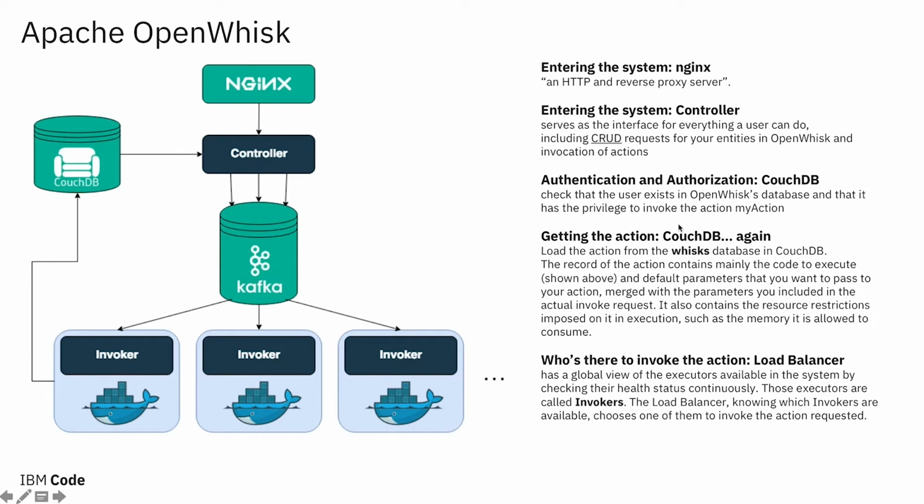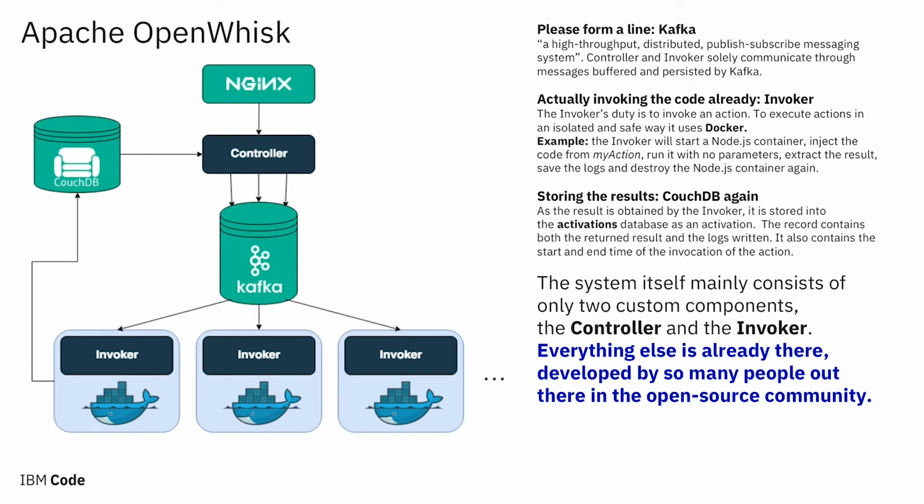And then let's say we are invoking an action, it goes back to CouchDB, gets the action off of the database, and then passes it on to the next stage, which is sort of a load balancer. And the invokers you see here, each invoker is essentially a Docker container. So it'll start up a Docker container if one is not already running. It'll get your code from CouchDB, instantiate the container, and run your code on it. And then finally, when it comes back, it stores all the results back in CouchDB.